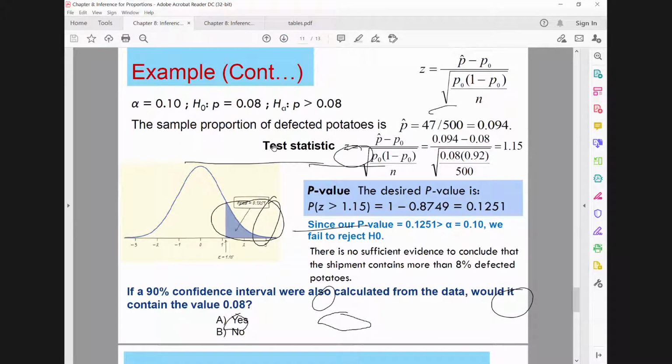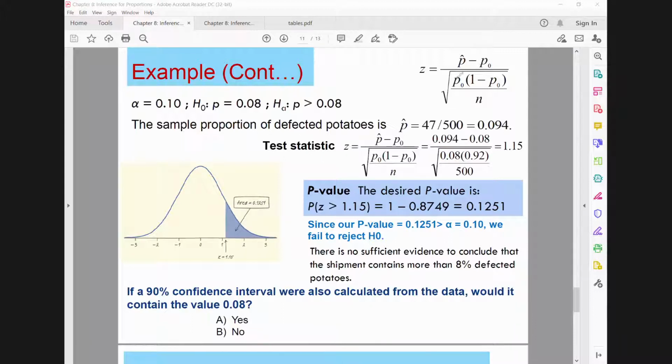Then in order to do the test statistic, we have to evaluate z. We have all the requested values. Z is given by this formula: p hat minus p naught over the root of p naught times 1 minus p naught over n. Of course p naught is equal to 0.08. And p hat, as I said, is the number of defected potatoes over the size of the sample, which is 500. Then p hat is equal to 0.094.